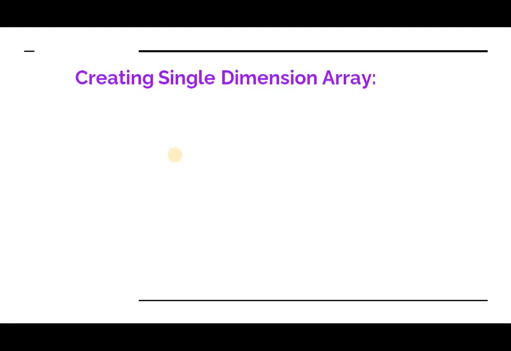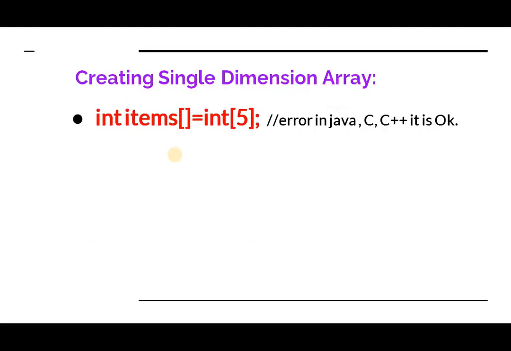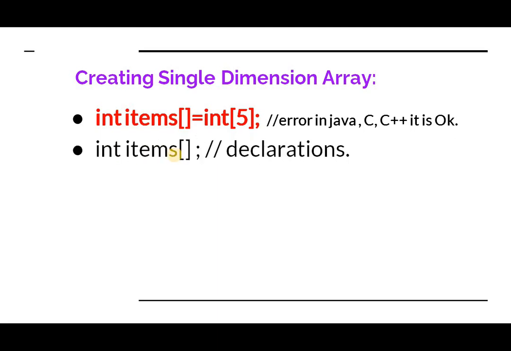Next one, creating single dimensional arrays. First we can use int items[] = new int items[5], which is correct as per C++, but this syntax will generate an error in Java programming. That means while declaring an array, you should not specify the size of the array. Let's go to understand another one, int items[]. That means it is the declaration of an array.